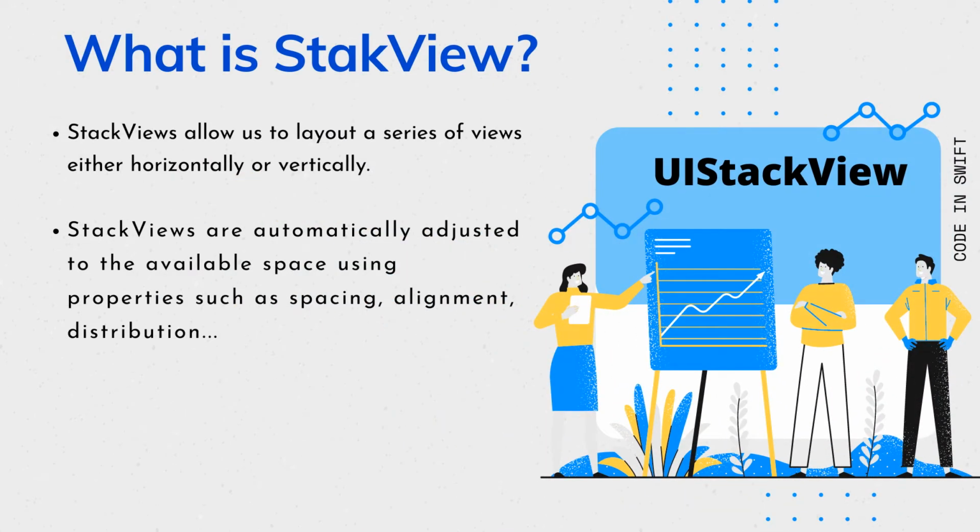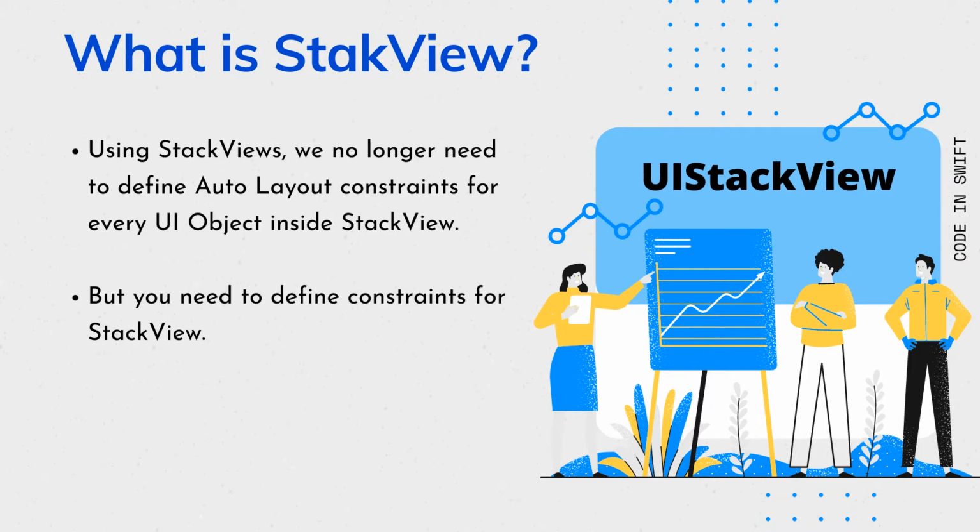StackViews allow us to lay out a series of views either horizontally or vertically so that the views inside the StackView are automatically adjusted to the available space using properties such as spacing, alignment, and distribution. Using StackViews, we no longer need to define auto layout constraints for every UI object inside the StackView. It doesn't mean you don't need auto layout for the StackView. You need to define constraints only for the StackView but not for the objects inside it.